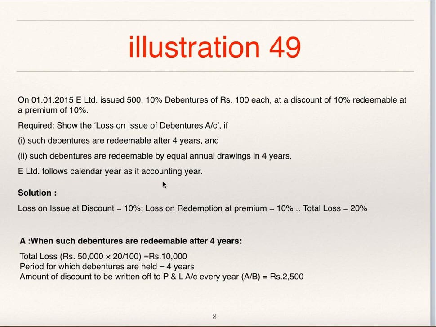E Limited follow calendar year as accounting year. They are following calendar year as its accounting year. They issued on 1/1/15, so the first year ends 31st December 15.